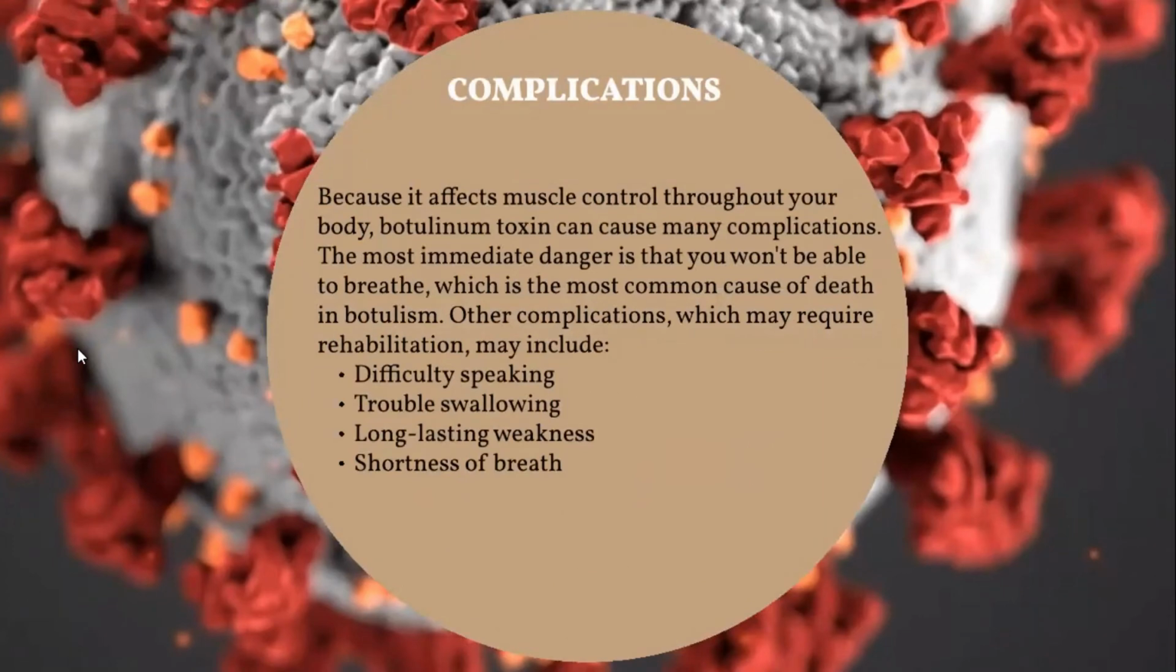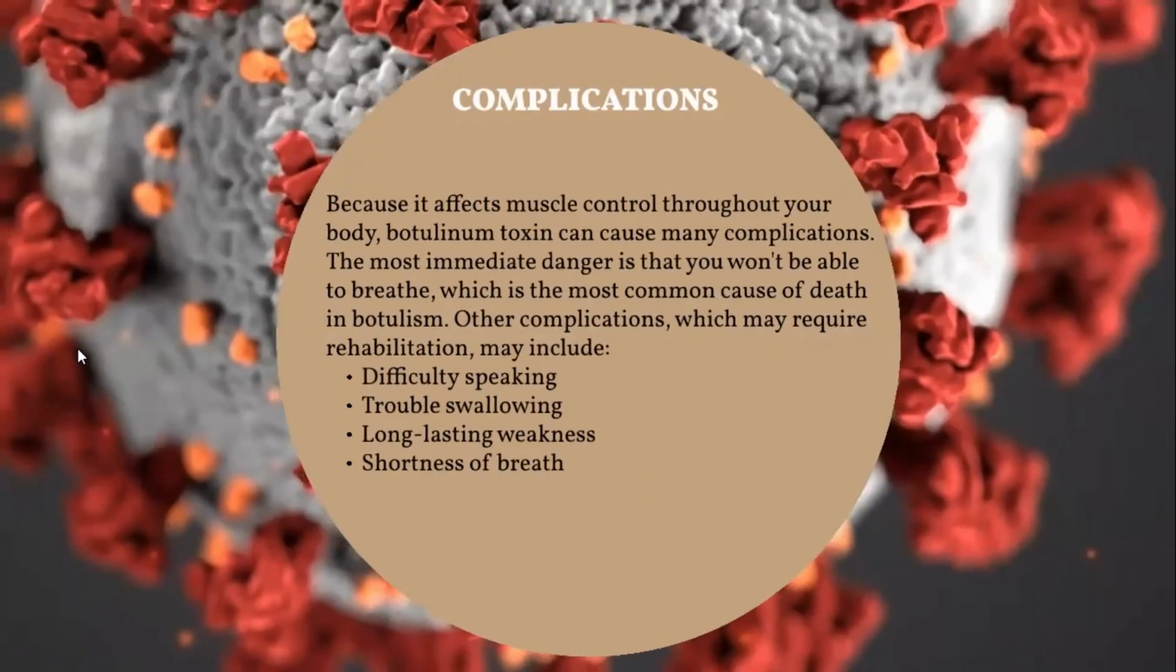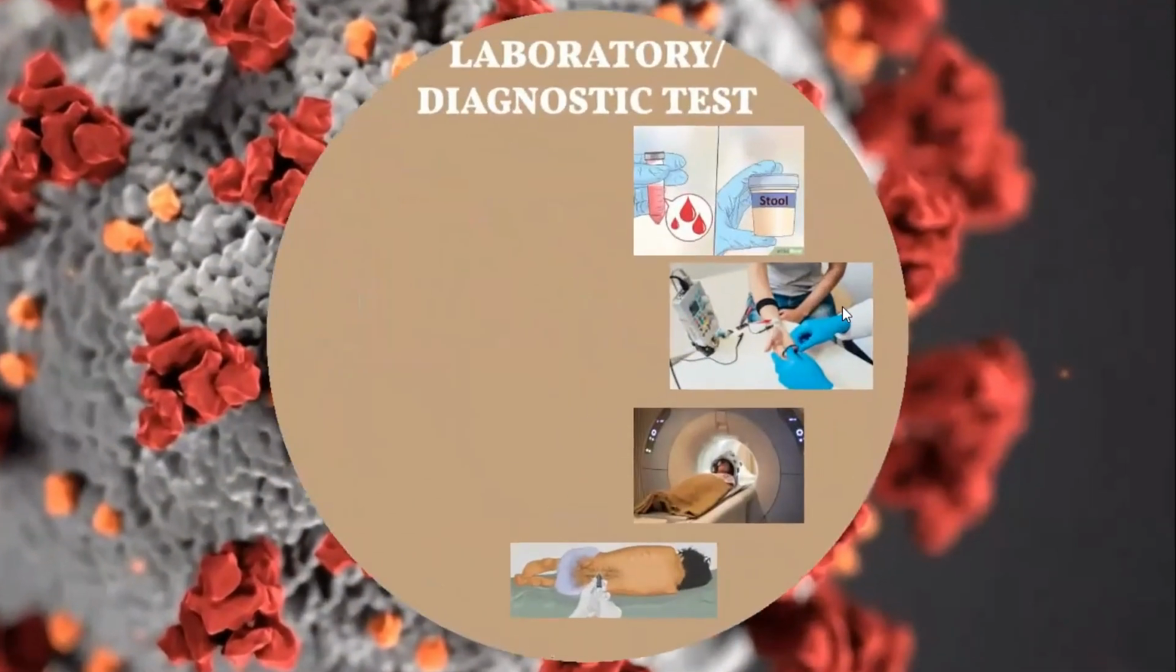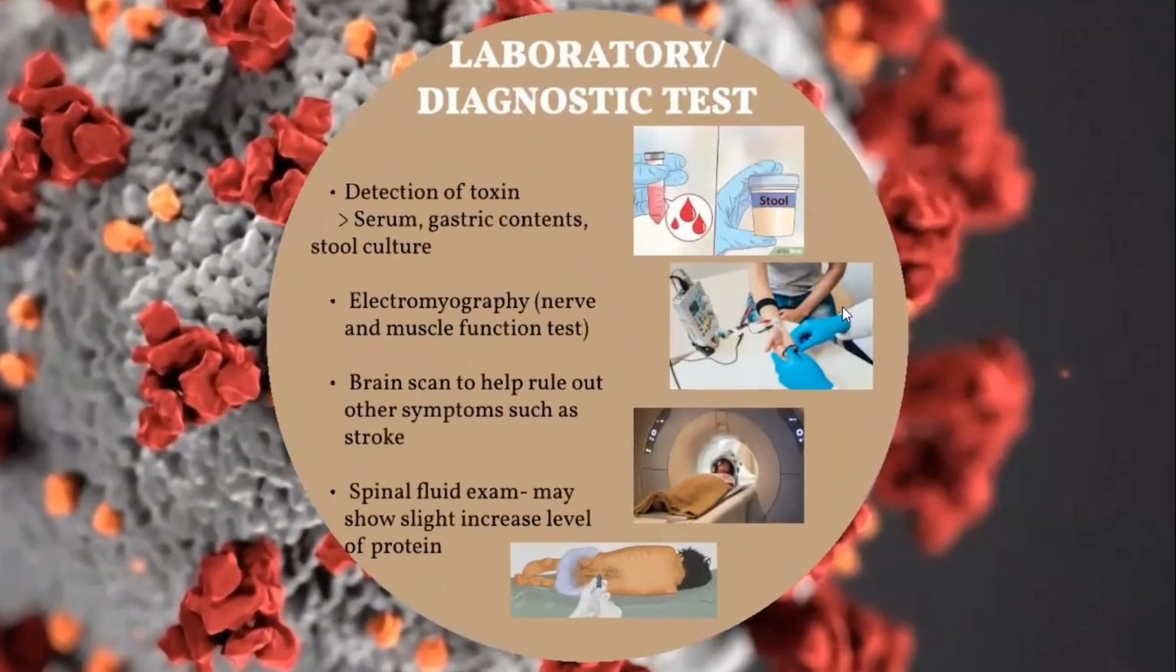Okay, so next, laboratory and diagnostic procedures. So the diagnosis of botulism is to detect the toxin through looking at their serum and checking their blood, and we also have checking their gastric contents or stool to see if there is toxin present. Another diagnostic procedure is electromyography, which is a nerve and muscle function test.